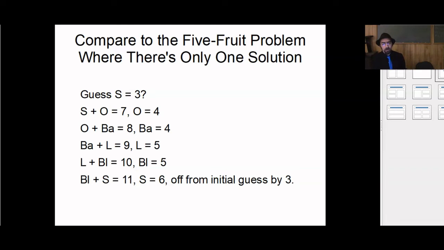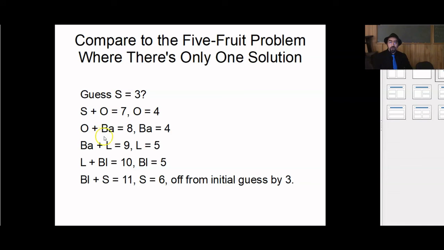Let's pretend we didn't know that, and just guess that the strawberries cost $3. I'll stick back to a whole number when I'm not trying to show that even an outlandish guess works out. Right? So if the strawberries cost 3, the oranges would have to cost 4, because strawberries plus oranges cost 7.